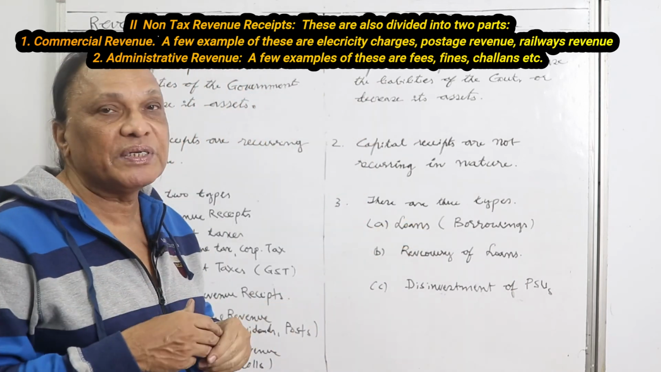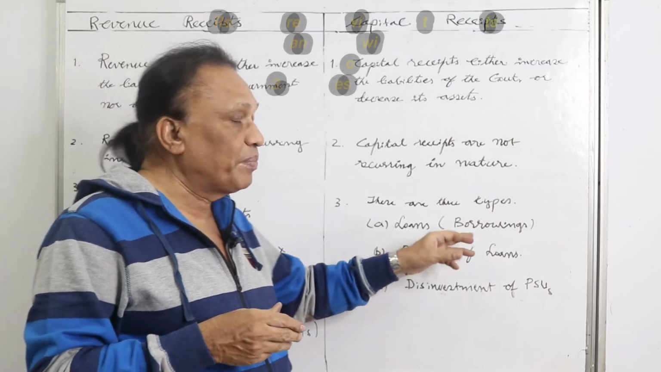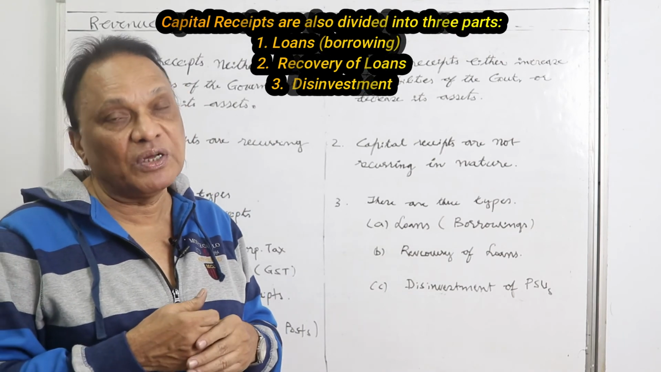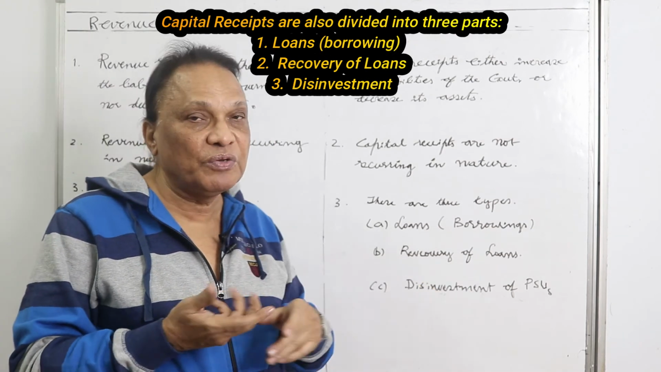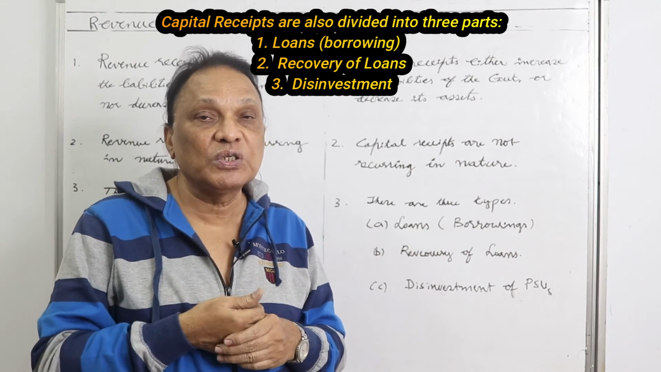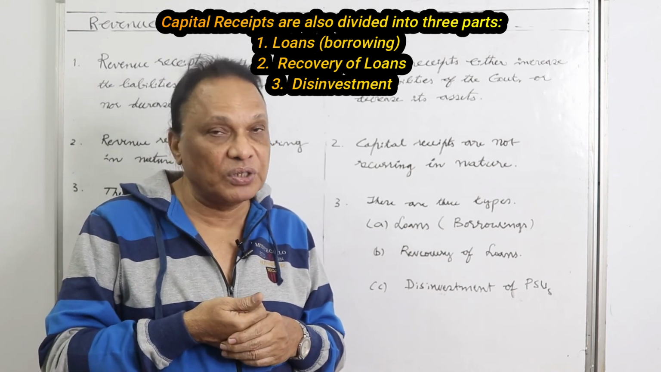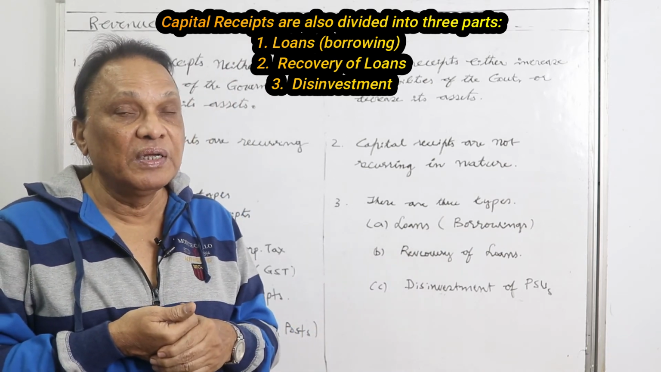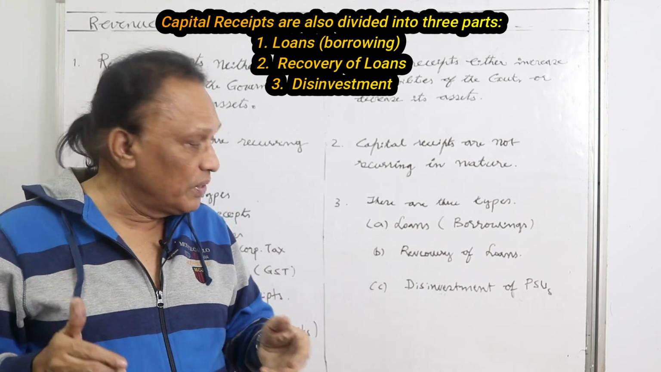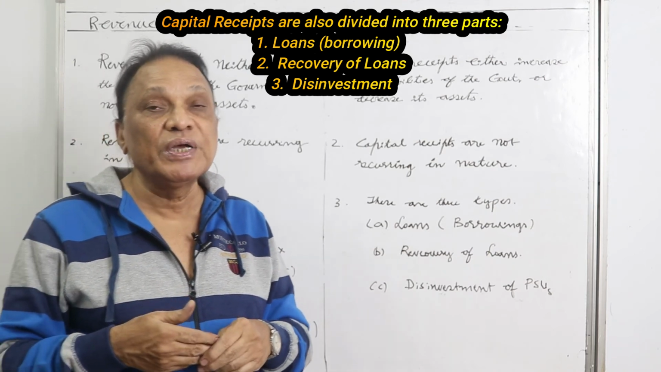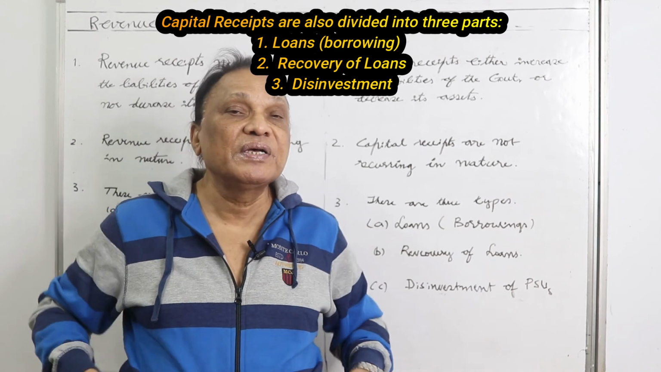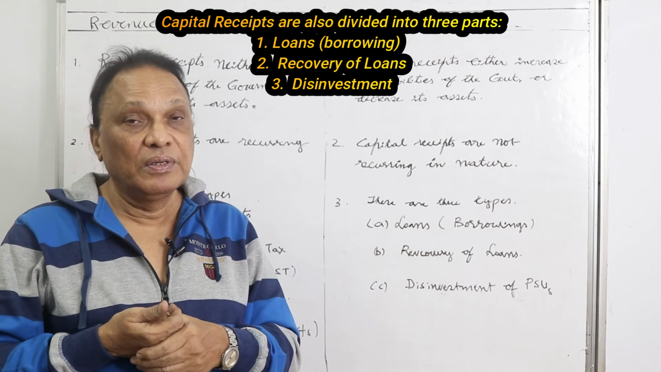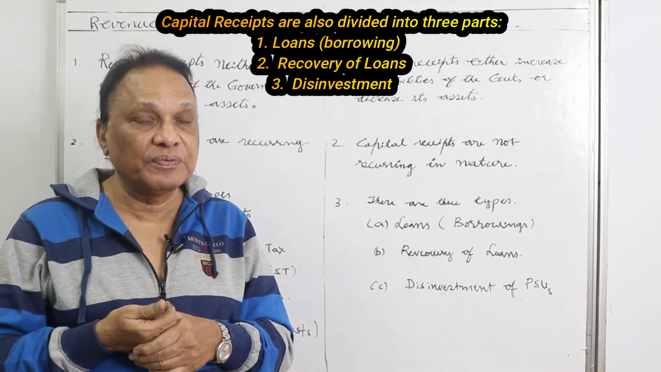And then capital receipts. There are types of capital receipts. One is loans, borrowings. When the government borrows money, obviously the liabilities of the government will go up. Recovery of loans: when the government is recovering loans which they had given to other countries or to the state governments or union territories, obviously the financial assets of the government have come down. And the disinvestment of PSUs, issuing shares of the PSU or selling outright the public sector undertakings, obviously the assets of the government have come down.